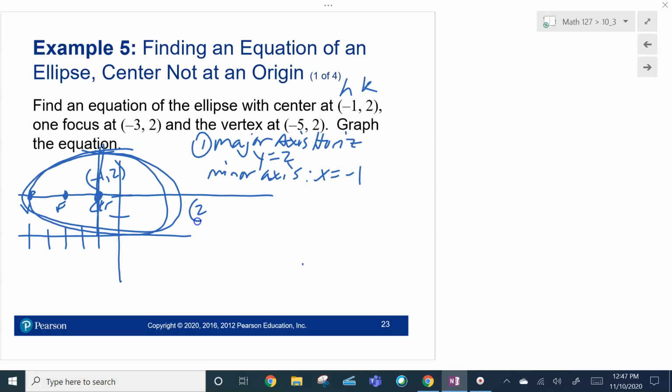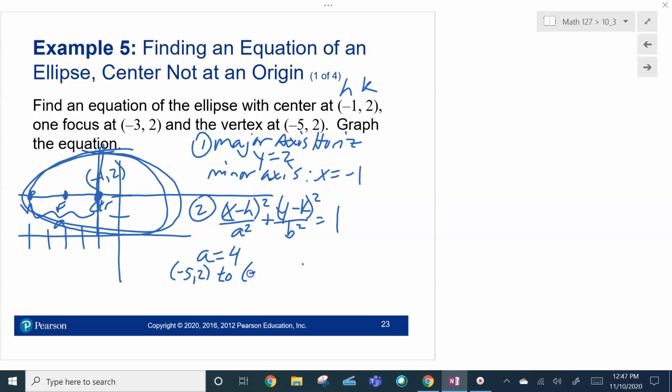All right, now the equation. We're trying to find an equation. If the major axis is horizontal, then we have (x minus h) squared with the a squared on the bottom at the beginning, plus (y minus k) squared over b squared. Remember, a squared is bigger than b squared. We know this distance a from the center out to a vertex, and I can just count it here. I know a must be 4, the distance from (-5, 2) to the center at (-1, 2).